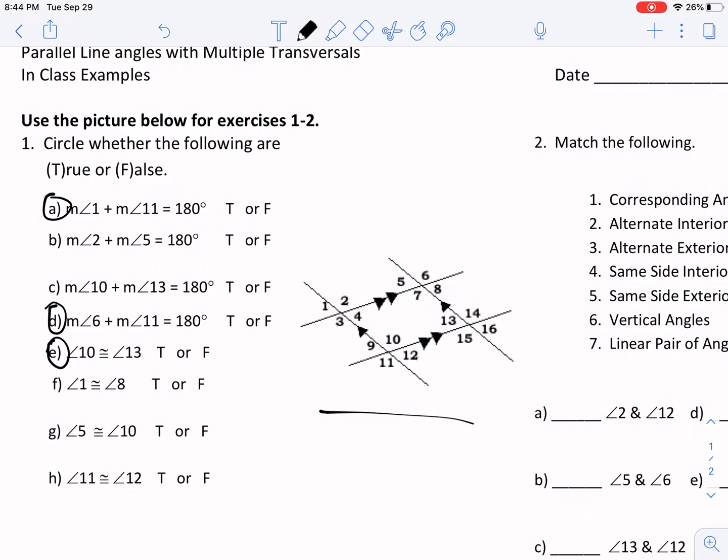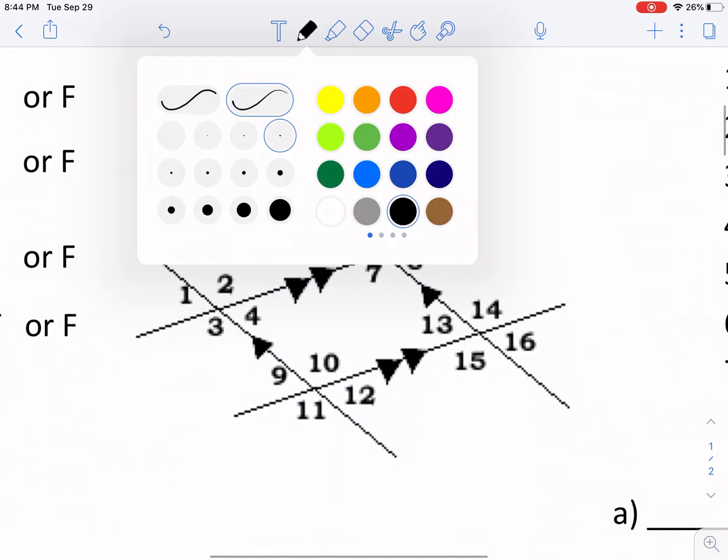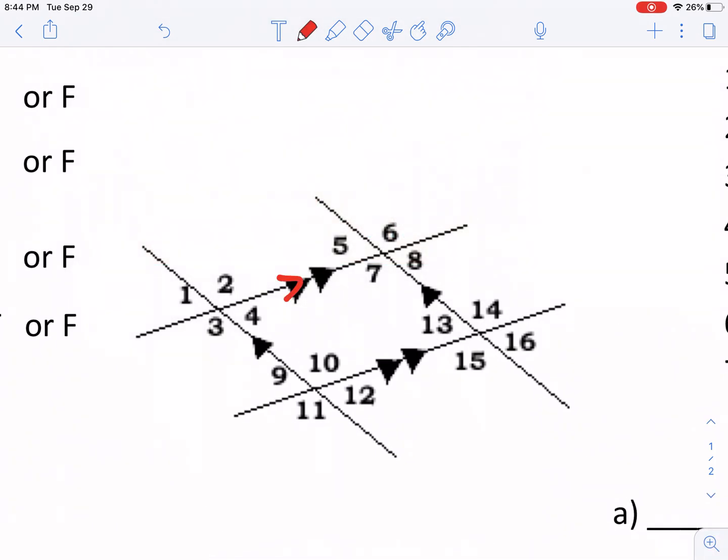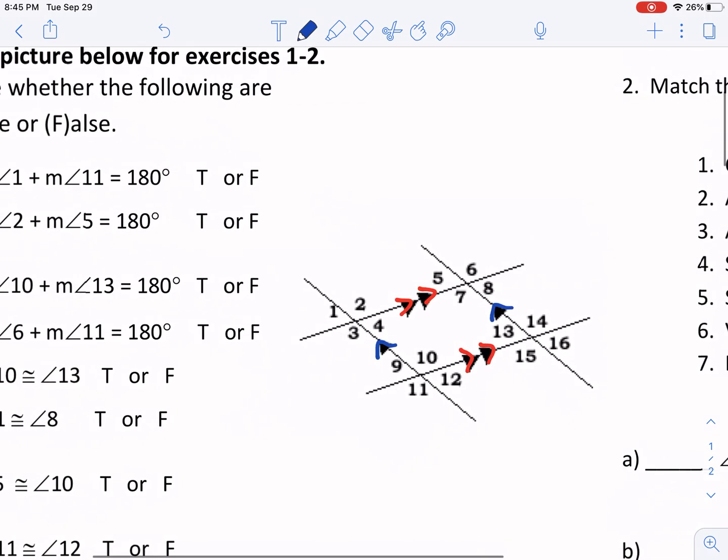Now the first statement says the measure of angle 1 plus the measure of angle 11 equals 180 degrees. We want to decide if that's true based on the image we're given. Well, notice we're given a set of parallel lines here. So this guy and this guy are parallel, and we also know that this guy and this guy are parallel. So keep that in mind as we're going through this information.